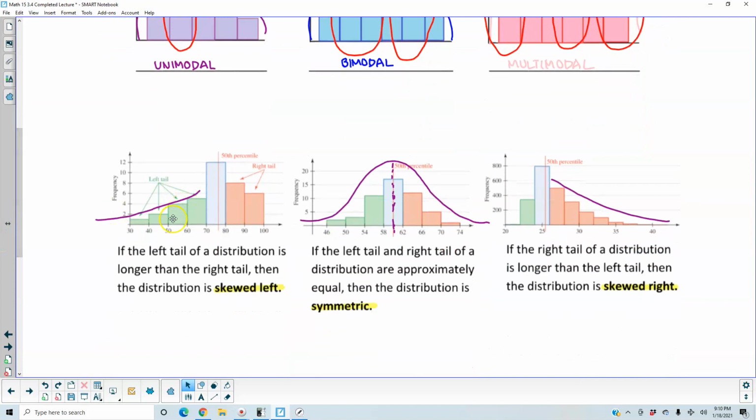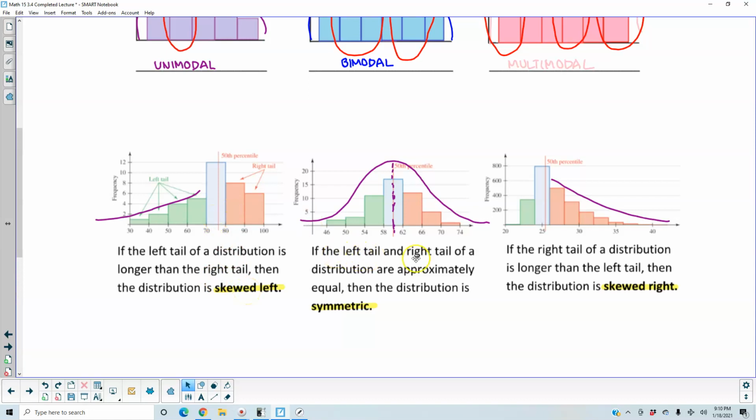Okay, so in this case here we have our distributions. If the left tail of a distribution is longer than the right tail, then the distribution is skewed left. Here you can see that the rectangles tend to tail off on the left side. And so therefore that represents a skewed left distribution.